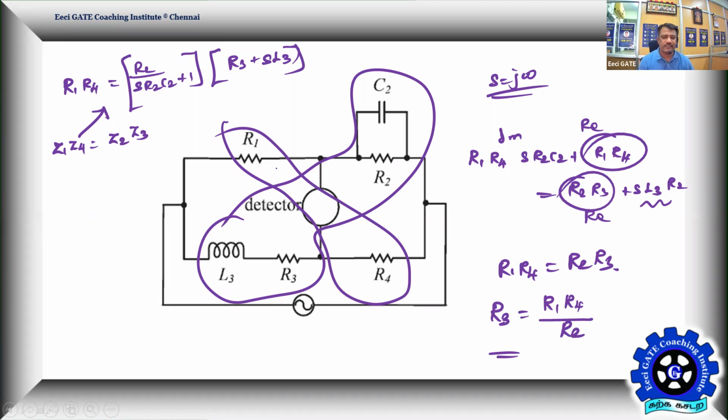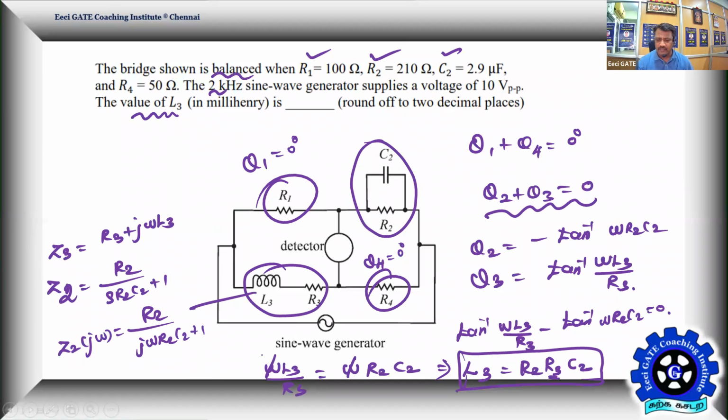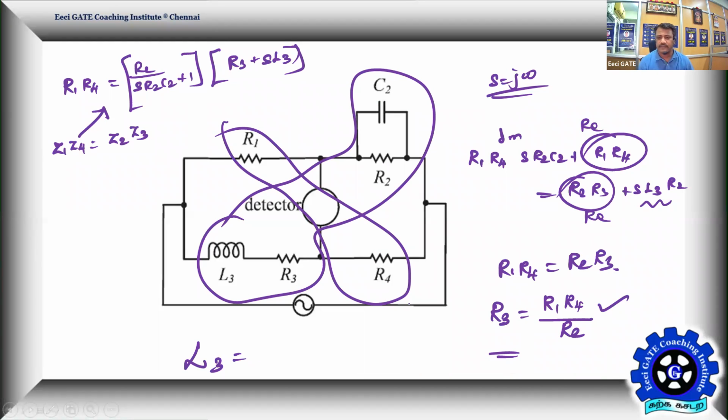Okay, yes, let me check. R1, R4 by R2 will be the R3, just like a Wheatstone bridge. It resembles just like a Wheatstone bridge. And already we got our L3. L3 is equal to, by phase balance, R2, R3, C2. So here also you'll get the same if you compare these two. R2 will get cancelled, then we'll get... one minute, let me check.